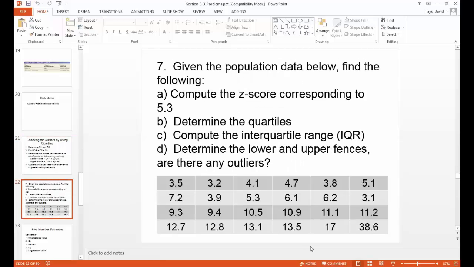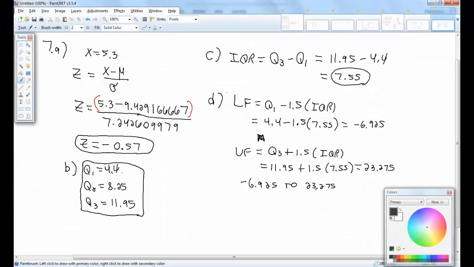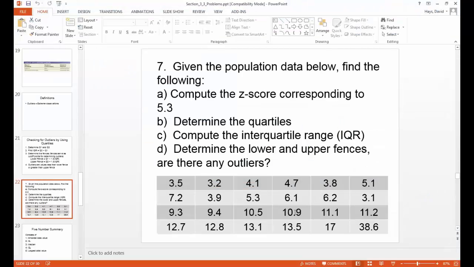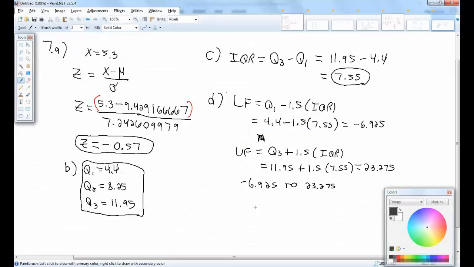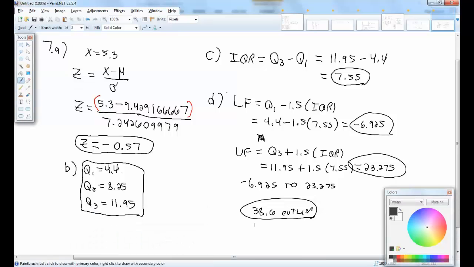So if we come over here, obviously I don't have any negative values, so we're fine there. But I'm looking for values above 23.275. Looks like just this one, 38.6. So 38.6 will be our outlier. And the lower fence is right here, and the upper fence is right here. Okay, so that gives us our different answers.